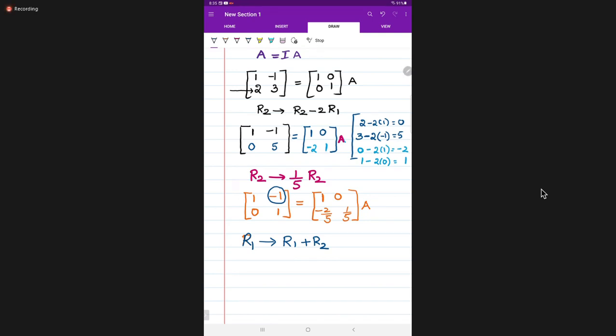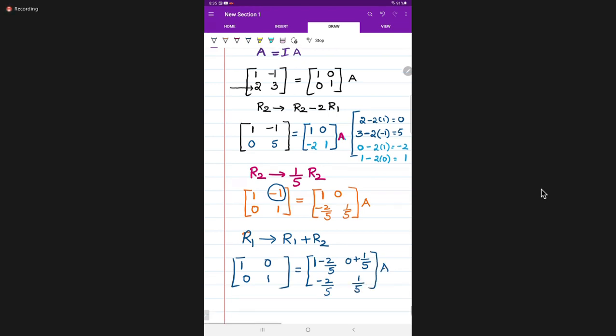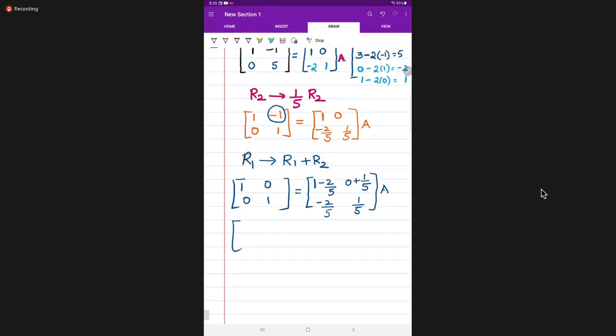Now tell me, students. 1 plus 0 is 1. Minus 1 plus 1 is 0. Second row elements write as it is. Now add these two matrices on the right side also: 1 minus 2 by 5, 0 plus 1 by 5. Second row elements write as it is: minus 2 by 5, 1 by 5 into A. Next, 1 0 0 1 equal to, take LCM 5, 5 minus 2 is 3 by 5, 1 by 5, minus 2 by 5, 1 by 5 into A.